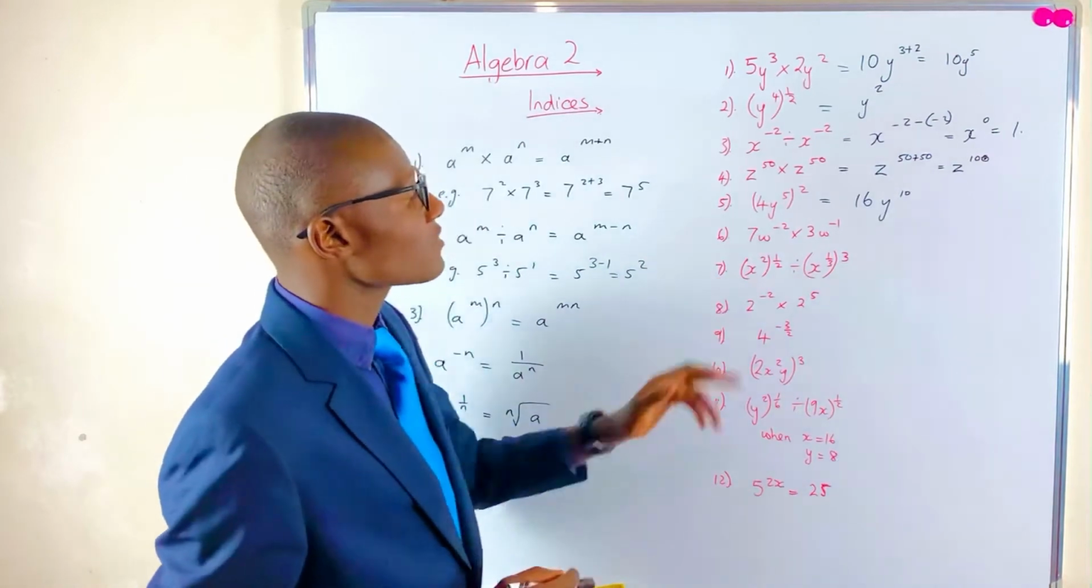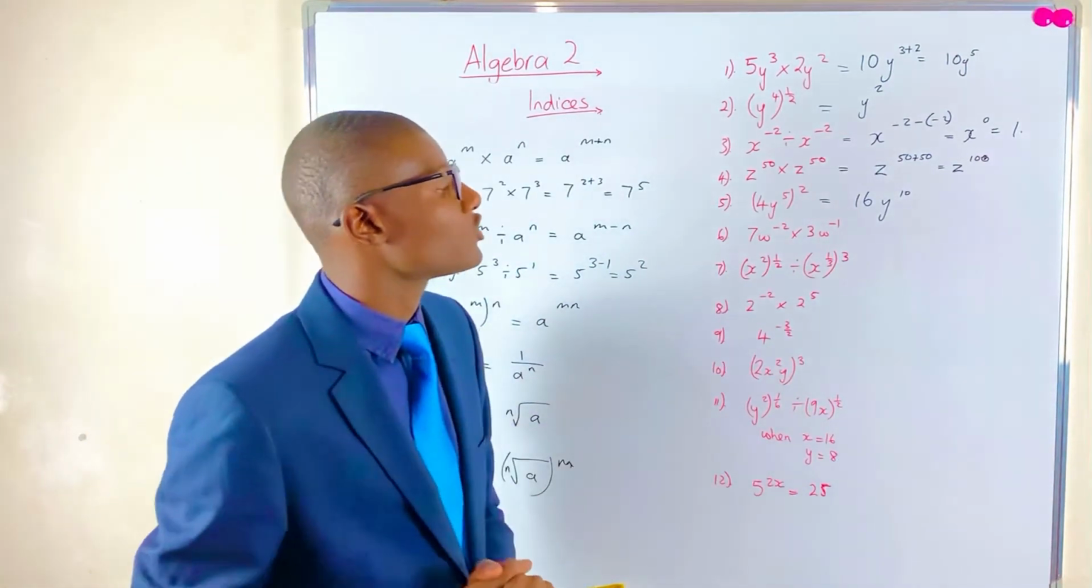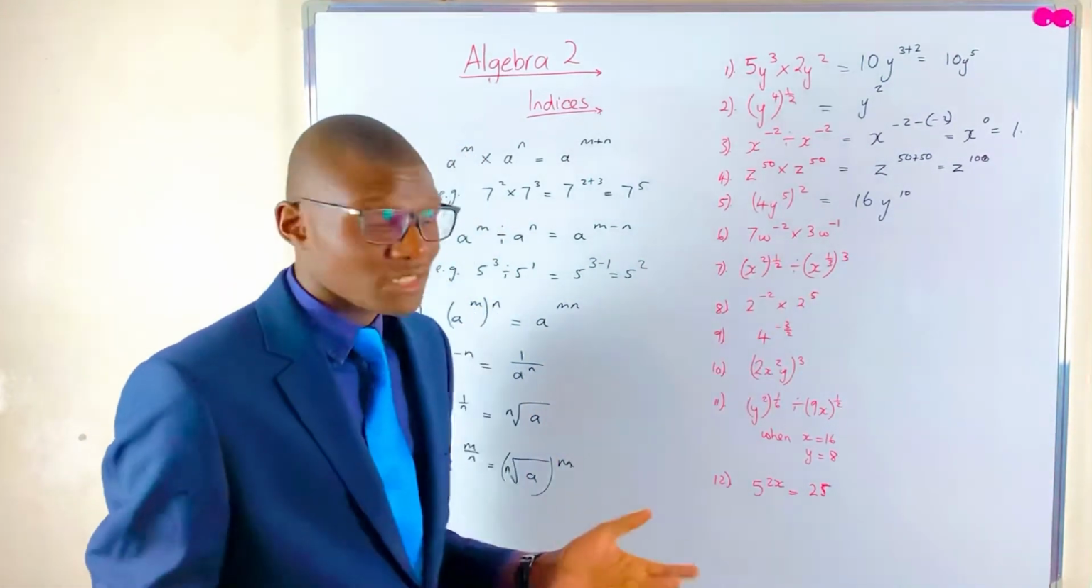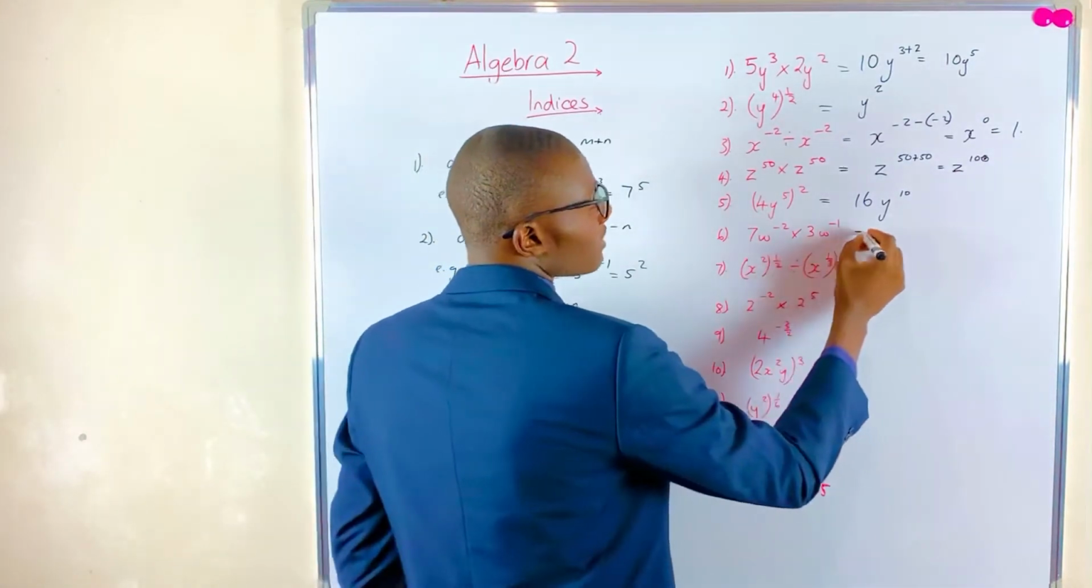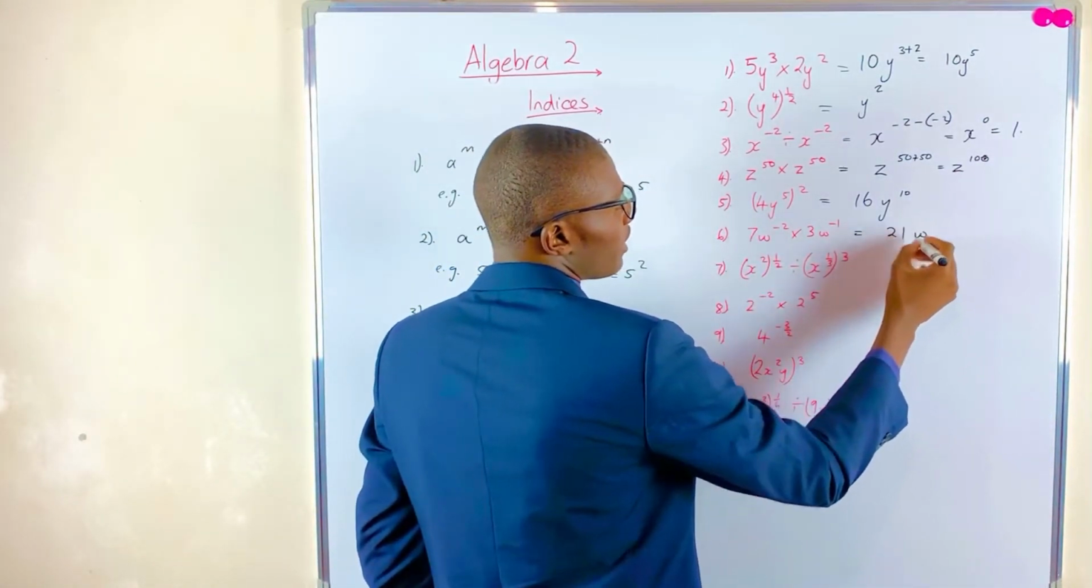Then number 6, we've got 7w to the power of minus 2 times 3w to the power of minus 1. So first of all, 7 times 3 will give us a 21. Then w.